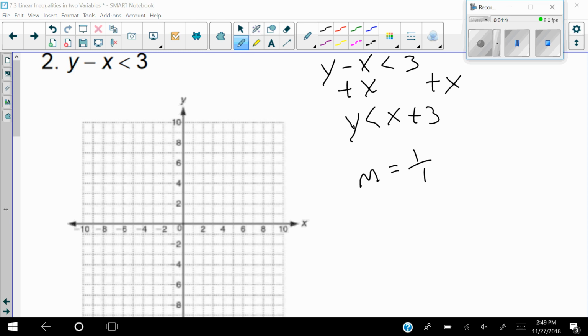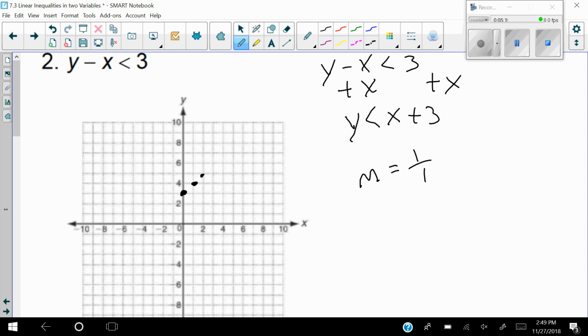Okay, so again, now that I got my slope, I'm able to go ahead and graph it. And I'm going to start with my y-intercept. So it's going to be at positive 3. So I'm gonna make a point right here at positive 3. And then I'm gonna go up 1 and over 1 and make a new point. And you can do that again. So you have your dots there. So you know my line's gonna come through here.